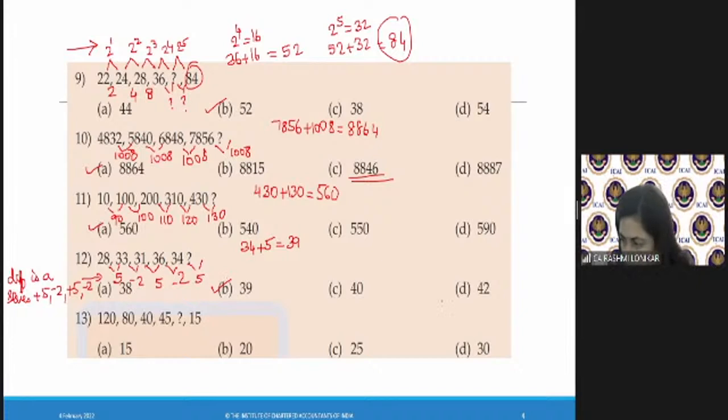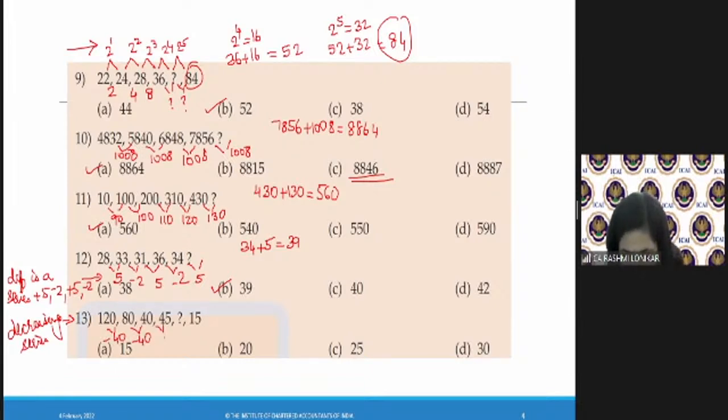Next sum will be the 13th sum. Now as you can see, this is 120 and the last term is 15. So what will happen? This is a decreasing series. So what will be the difference? 80 minus 120 is minus 40. This will be again minus 40.